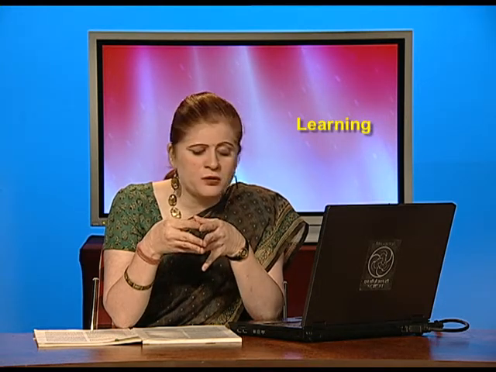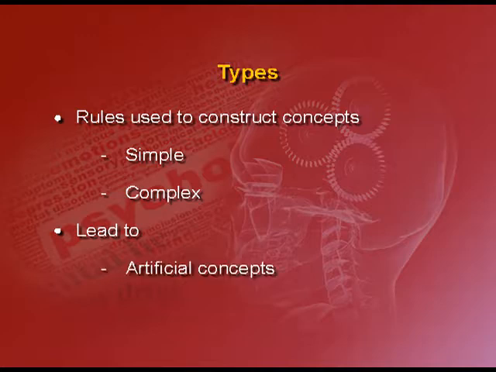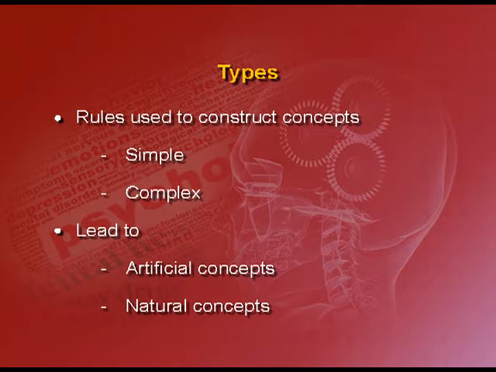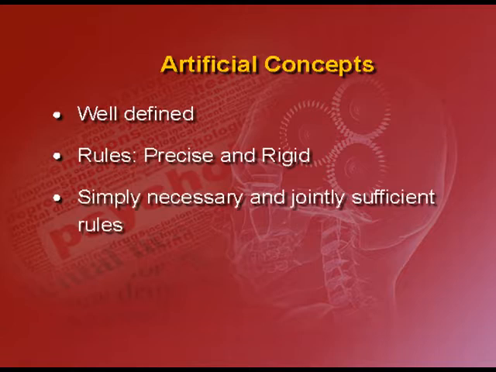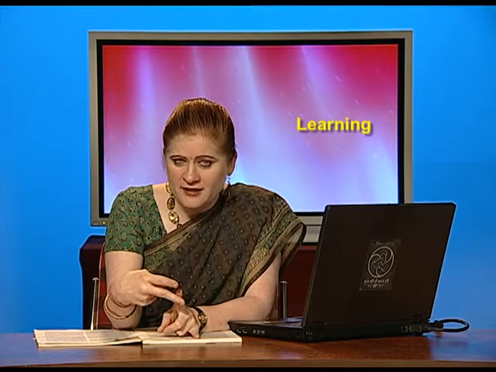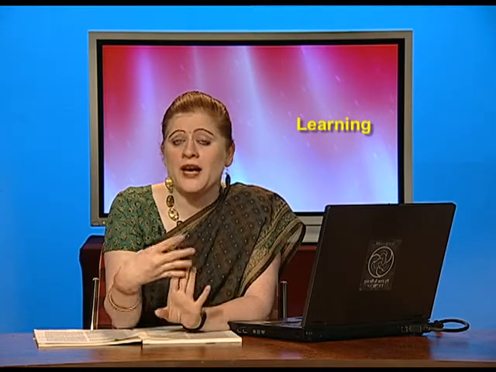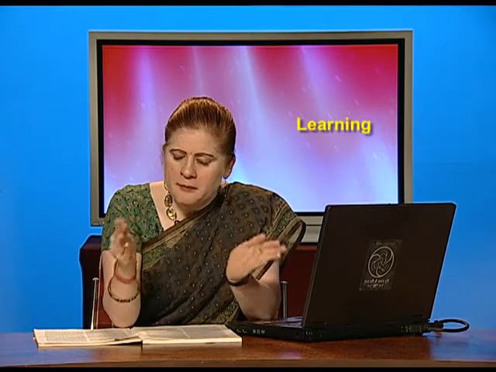So, based upon these rules, you can have types of concepts which are artificial and natural. Now, what are these artificial and natural concepts? Let's see. Artificial concepts are well defined. The rules are very, very precise and rigid. They are simply necessary and jointly sufficient rules. For example, a square. There are four kinds of attributes that you can relate to in a square. It is a closed shape. It has four sides, it has equal sides and it has equal angles. So, these four attributes make a square. These are jointly sufficient and individually each of them is necessary to make a square a square.